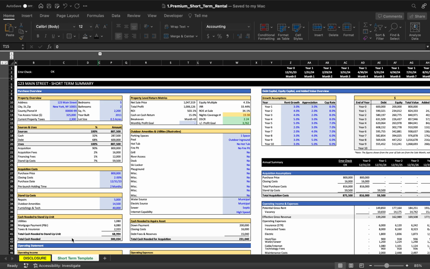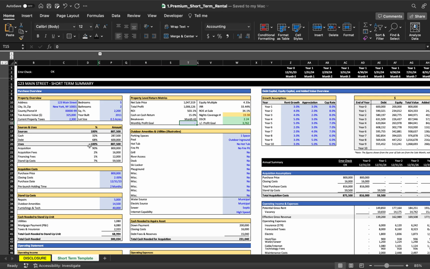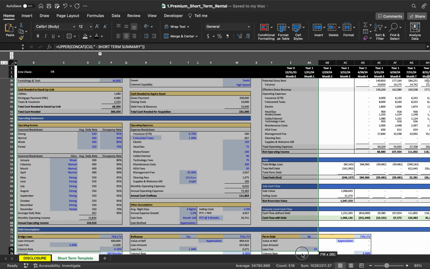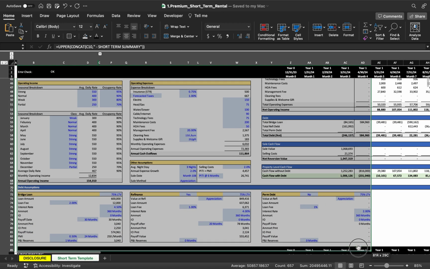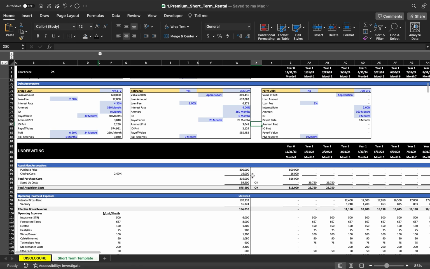You'll see there's only one tab, right? We've got the typical disclosure tab, which is just the standard disclosure we have in all of our models. And then we have the actual short-term template. This tab is separated really into two sections. The first is the top section, which is the assumption section. It's everything from here down to this debt section. And then underneath this is the cash flow section.